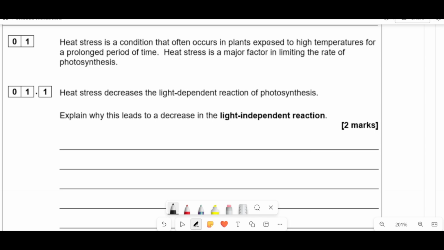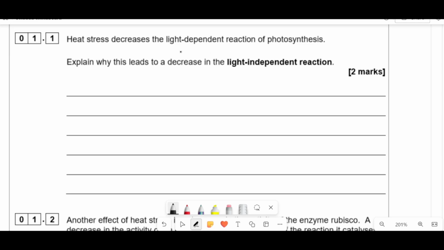So it says heat stress is a condition that often occurs in plants exposed to high temperatures for a prolonged period of time. Heat stress is a major factor in limiting the rate of photosynthesis. Heat stress decreases the light-dependent reaction of photosynthesis. Explain why this causes a decrease in the light-independent reaction. They've told us we're going to get less light-dependent reaction, and that light-independent reactions dropped. We need to say why.